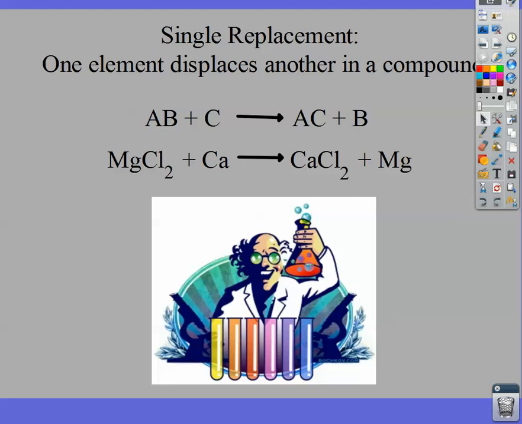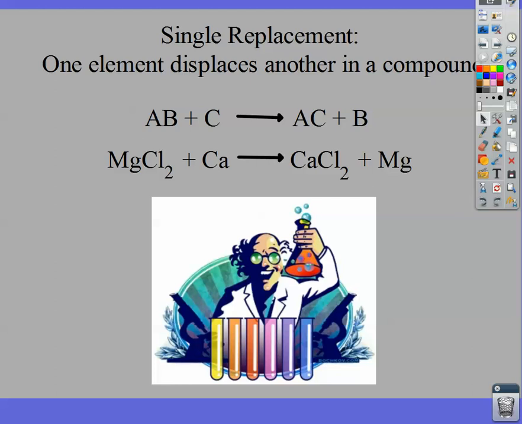In this example, magnesium chloride joins with calcium and undergoes a reaction to yield calcium chloride with magnesium. So you can see that calcium from over here has replaced the magnesium from our original substance to create a new substance, calcium chloride, and leaving magnesium on its own.